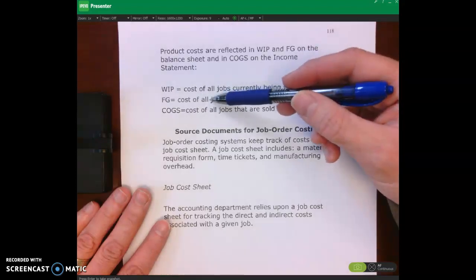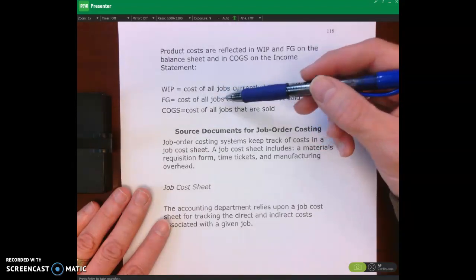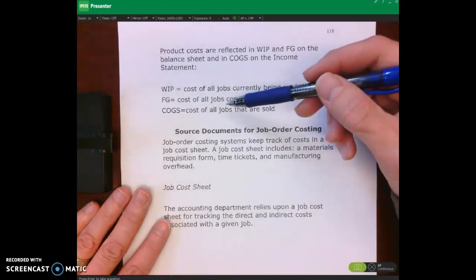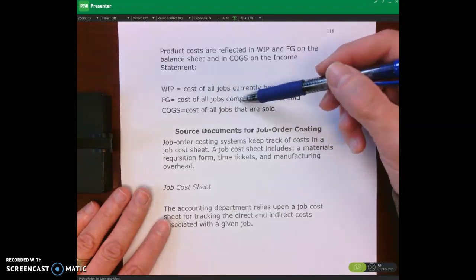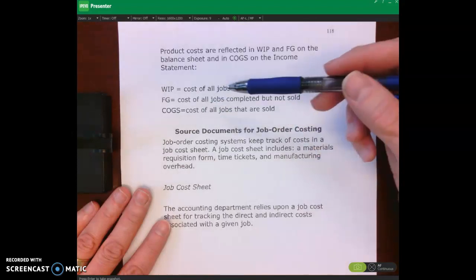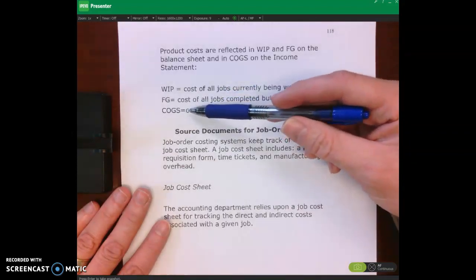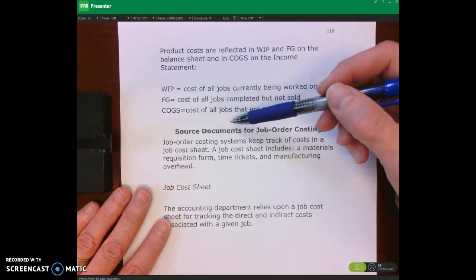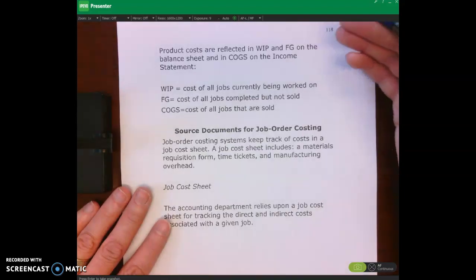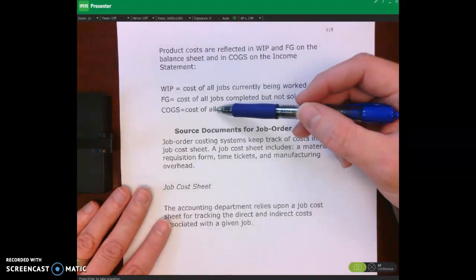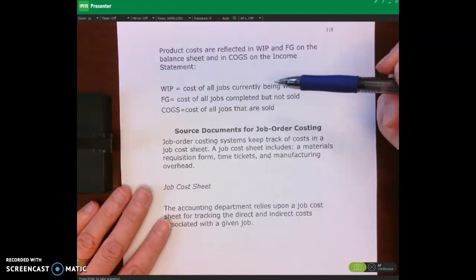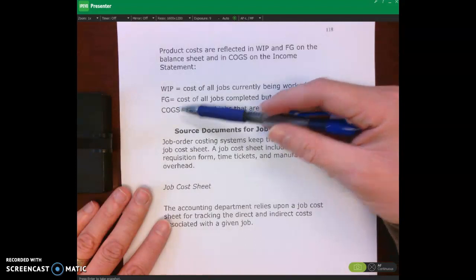In terms of finished goods, that's going to be equal to the cost of all the jobs that we have completed. The materials, labor, and overhead assigned to those jobs that we have completed but not yet sold. In terms of cost of goods sold, it's important to remember what we mean by cost. We mean materials, labor, and overhead. The materials, labor, and overhead of the jobs that we have sold during the accounting period. And that gives us our cost of goods sold.